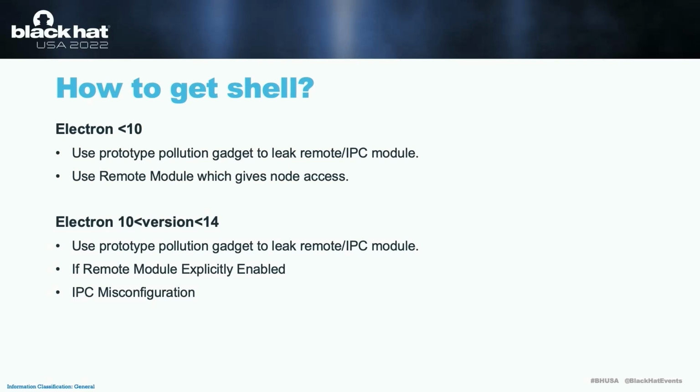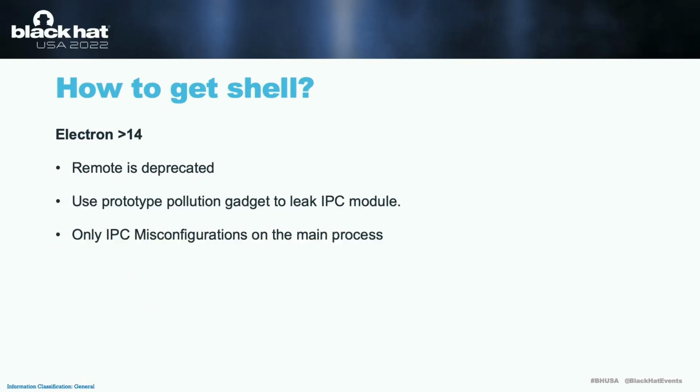You can still try to leak the remote if the application developer has enabled it explicitly, or you can find an IPC misconfiguration. For Electron versions greater than 14, which are the newer versions, remote is completely deprecated due to the security concern of how it can give you node primitives in a sandbox window. So you can still use a prototype pollution gadget to leak the IPC module. But in this case, after leaking the IPC module, you need to find a misconfigured IPC within the web app or within Electron's internal code.